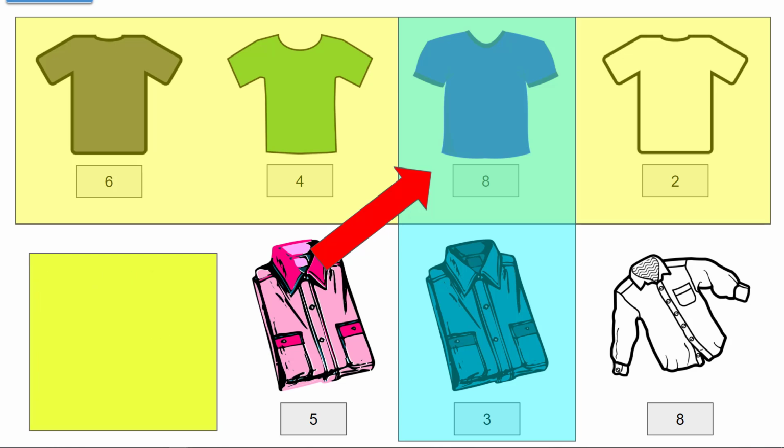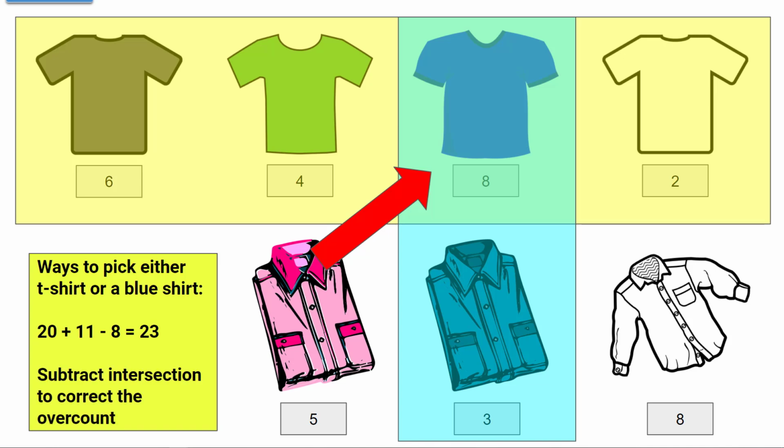big. To correct it, I need to subtract off the number of shirts that are both blue and t-shirts, because again, I counted those twice when I added, so subtracting that number off once will result in counting those shirts only once. So the real number is 20 plus 11 minus 8, for a total of 23 ways to pick a shirt that's either blue or a t-shirt.